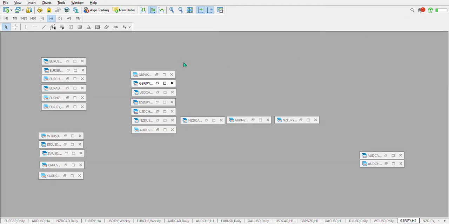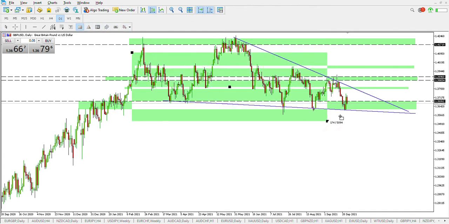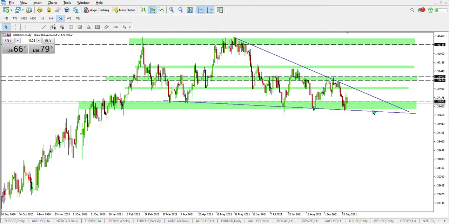The same thing we have on GBPUSD. On this chart we see the beautiful long-term uptrend and the consolidation after. Currently we have this flag pattern or this wedge pattern forming, consolidating the price around this area right here. So let's see the most important areas.